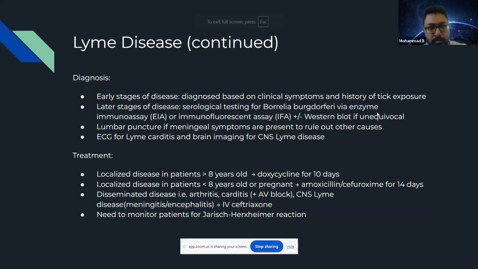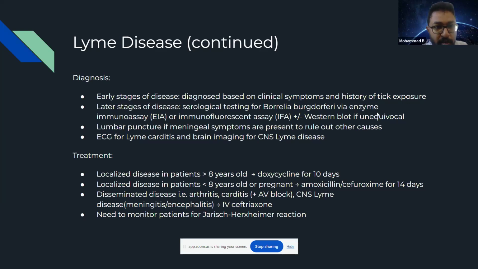Okay, to continue, how do we diagnose Lyme disease? So at the beginning, it's hard to find something in the blood, so we usually go by clinical symptoms and a history of tick exposure. Afterwards, after some time, we can check for Borrelia in the blood by performing serological testing, which would be immunoassay or immunofluorescence. And if we still can't find the responsible pathogen, we usually use a Western blot to find out.